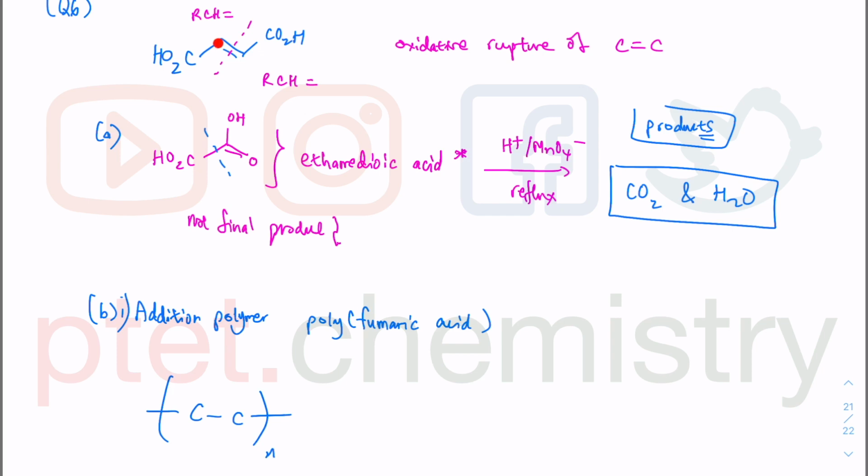So on this carbon, I have CO2H and I have an H. On the next carbon, I have CO2H and an H. Does it matter if I have one of them up there and one of them down there? It does not matter. This is now a single bond.